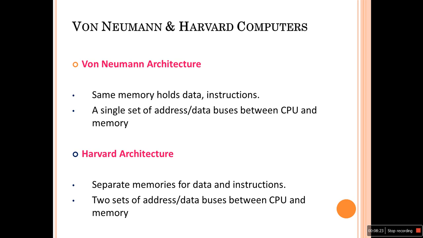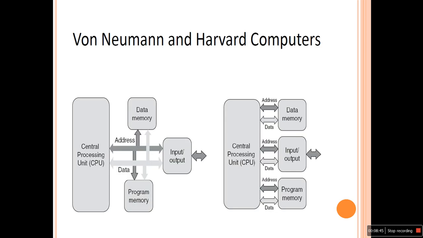Whereas in Harvard architecture we have separate memories, separate data memory and separate program or instruction memory, and their buses are also separate. We have two sets of data and address buses. One set is for data memory and one set is for program memory.